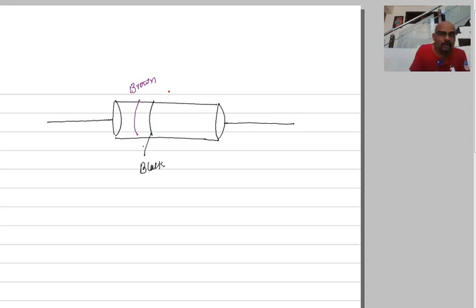And the third ring is red. This one, red. And the fourth one is gold. So say this is the fourth ring and this one is gold color. So there are 4 bands.